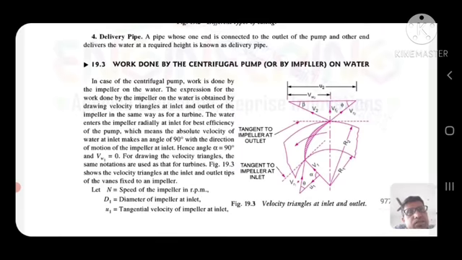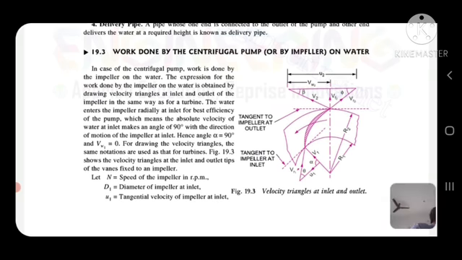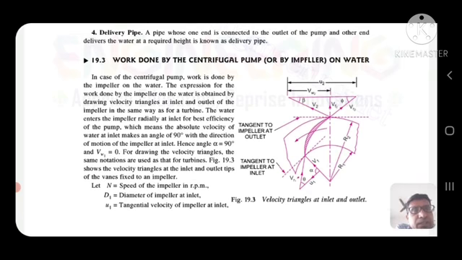Delivery pipe: a pipe whose one end is connected to the outlet of the pump and the other end delivers the water at the required height is known as delivery pipe.